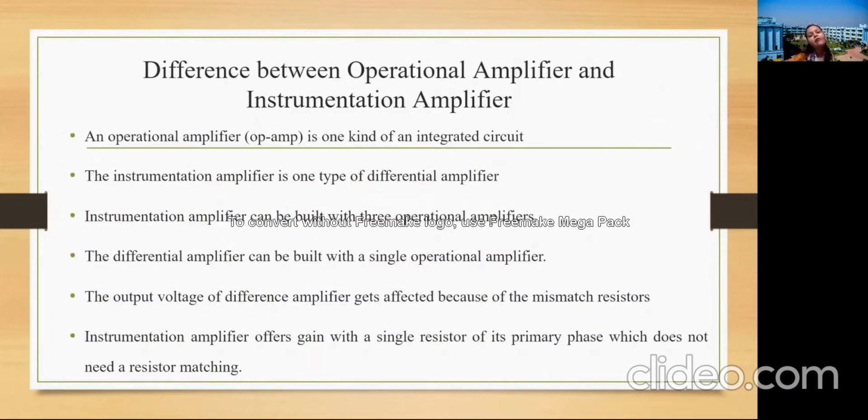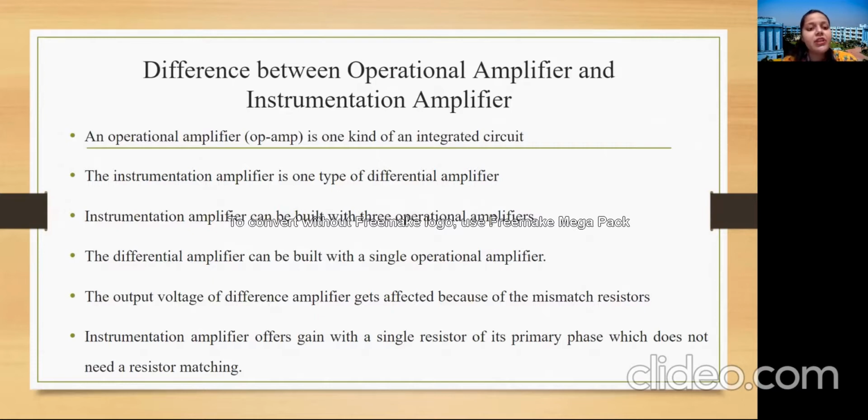Now, what is the difference? Is there any difference between a normal op-amp and an instrumentation amplifier? Yes, there are some differences that we can find between these two types of amplifier. An operational amplifier is one kind of integrated circuit. We all know that we can have an operational amplifier, op-amp, using just a 741 IC, right? But we have to design an instrumentation amplifier. It cannot be obtained from the market using any IC.